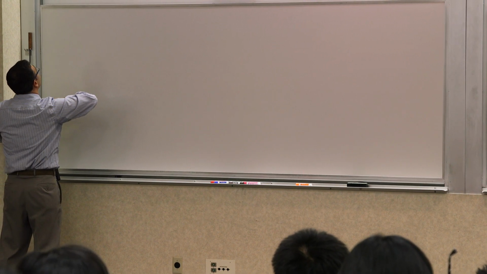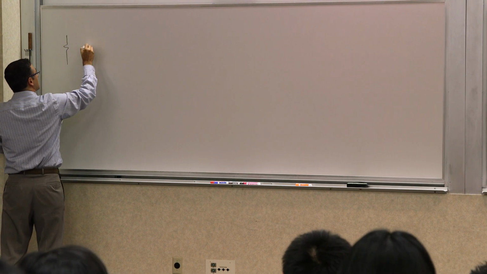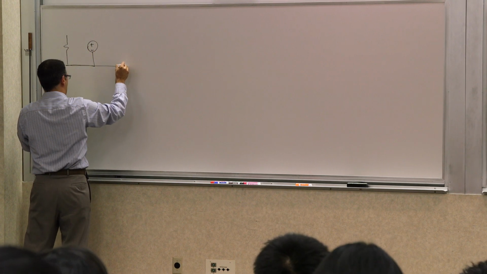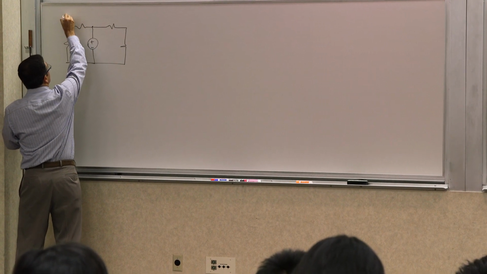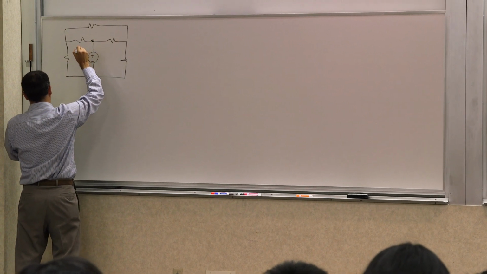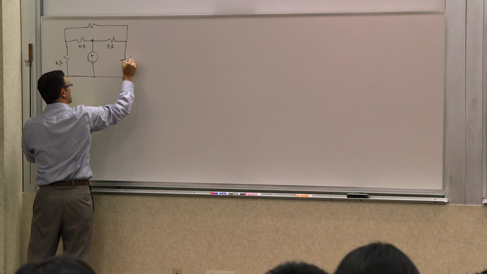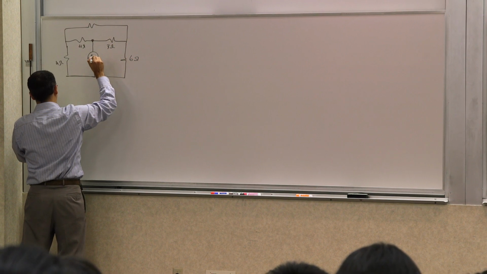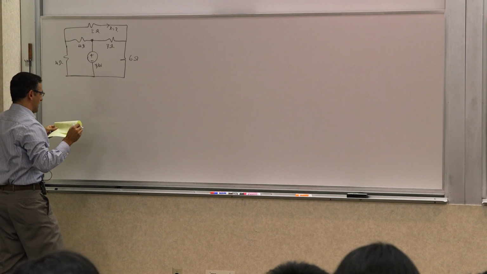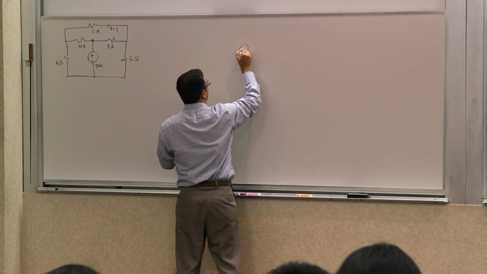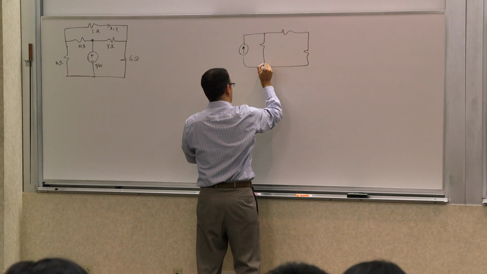The first one for this guy would be 4 ohms, 3 ohms, 6 ohms, 36 volts, and 2 ohms. And the question is, what is this current? I'm going to just draw both examples here now, one for the current and one for the voltage. I'll come back to it later.